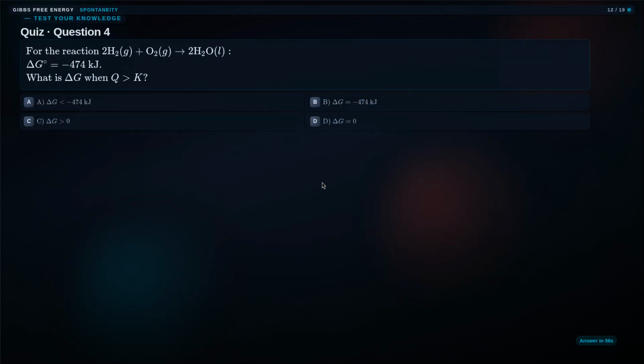Quiz question 4. For the reaction 2H2 gas plus O2 gas yields 2H2O liquid, delta G naught equals negative 474 kilojoules. What is delta G when Q is greater than K? Option A, delta G less than negative 474 kilojoules. Option B, delta G equals negative 474 kilojoules. Option C, delta G greater than 0. Option D, delta G equals 0. Think about the relationship between the reaction quotient and the equilibrium constant.